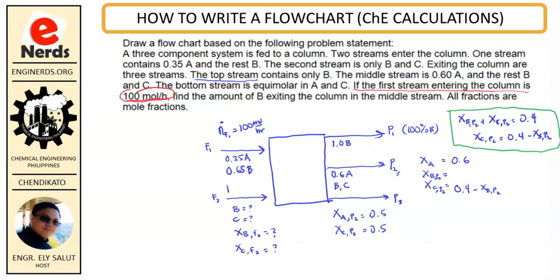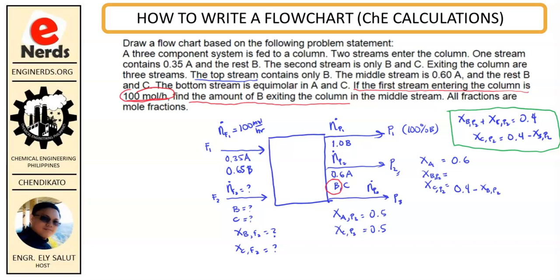So, we'll do the same sa other streams natin. So, we have here N F2. We don't know what's the value. Here we have N P1. We have N P2. And then we have here N P3. Okay, so yan yung mga molar flow rate sa ating mga streams. Ngayon, ang required sa atin dito, guys, is to find the amount of B exiting the column. So, ang pinahanap sa atin dito, guys, is yung value na to. How much is this B?